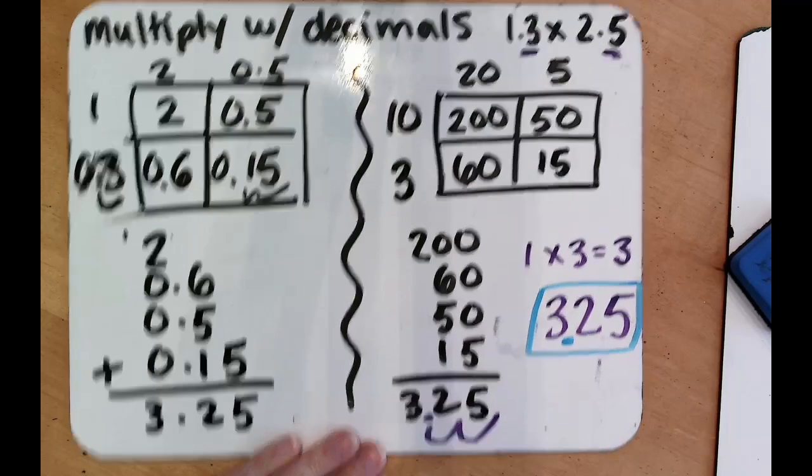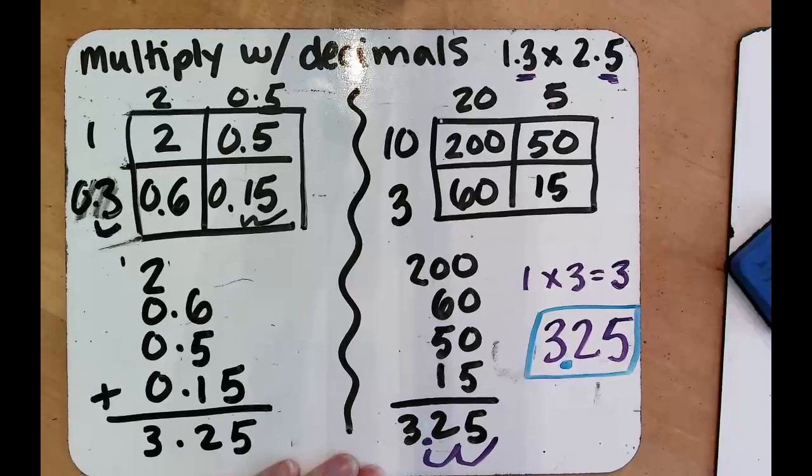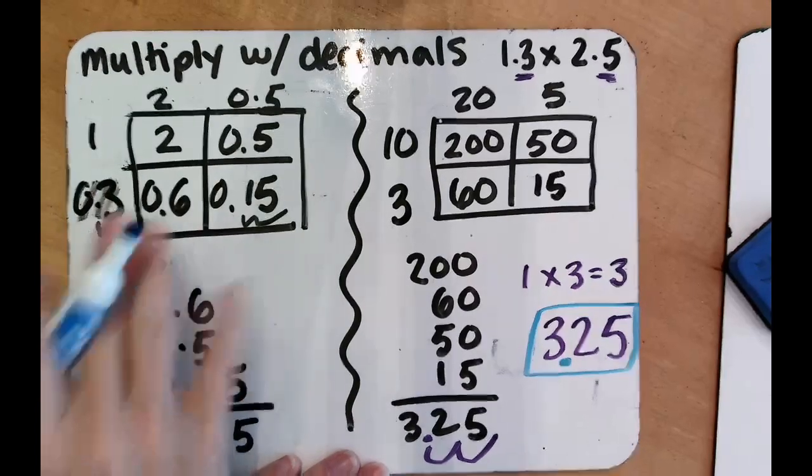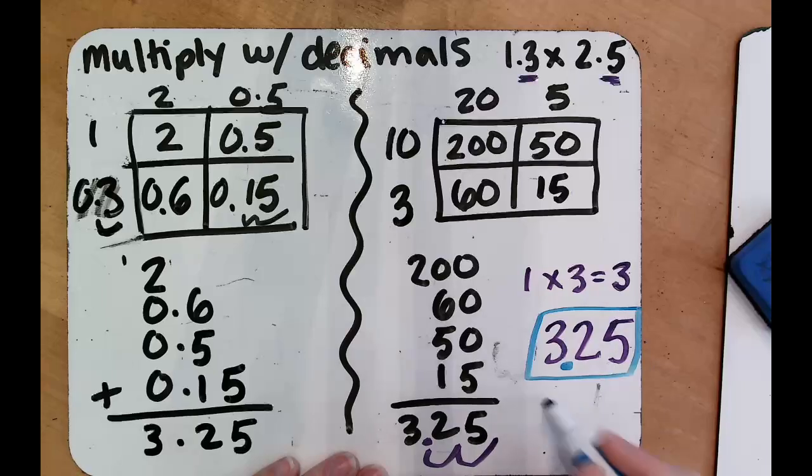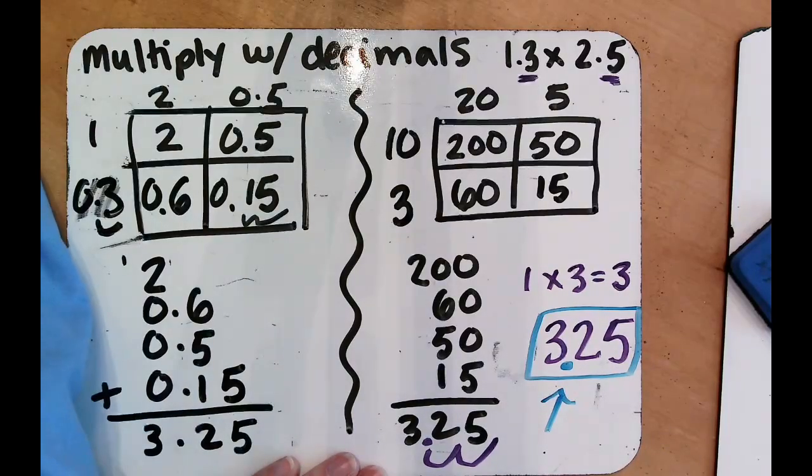Okay? So 2 different ways that they can solve these multiplication problems: keeping the decimals in, taking the decimals out. They just got to remember to put the decimal back into the problem.